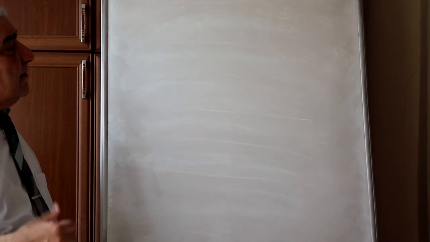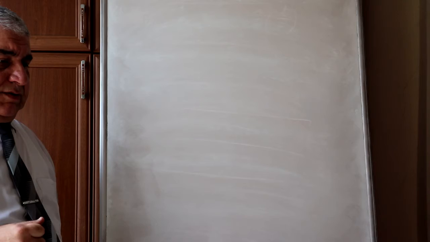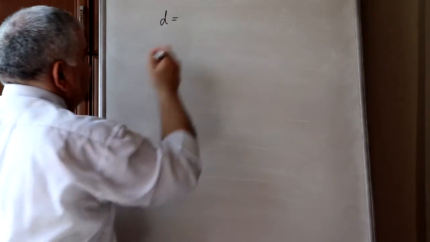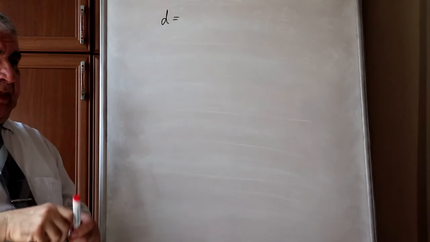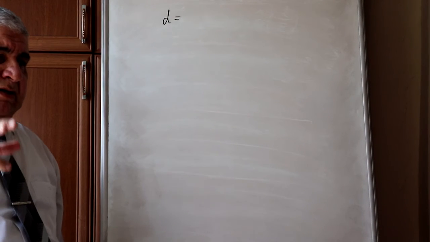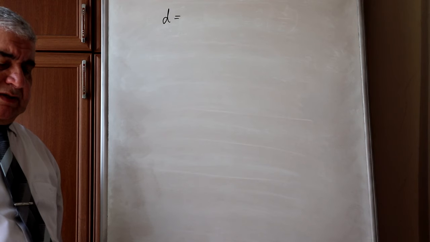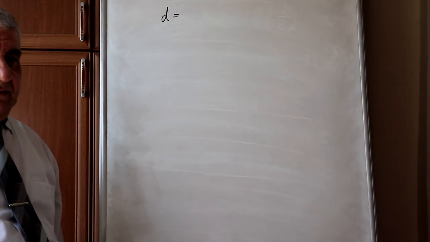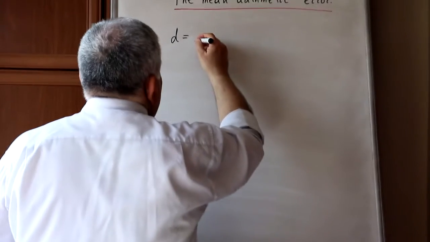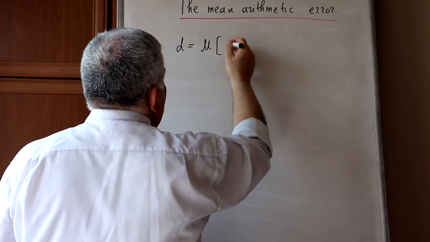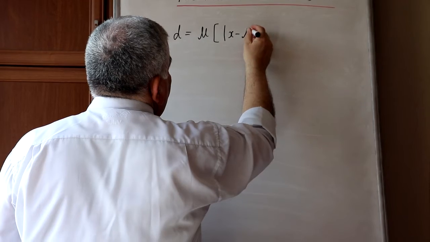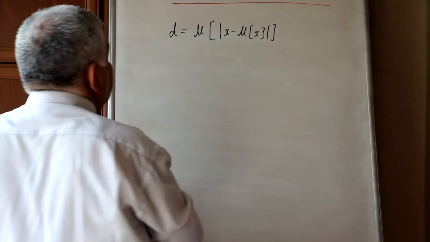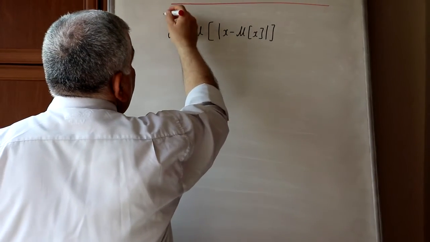This value is denoted as D, and according to its definition, the mean arithmetic error is the mathematical expectation of the modulus of the deviation of the continuous random variable. That is, it is M modulus X minus MX. It is the definition of the mean arithmetic error.